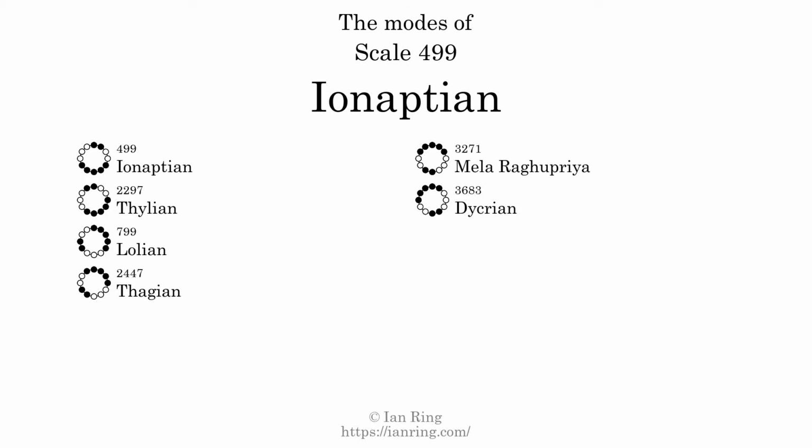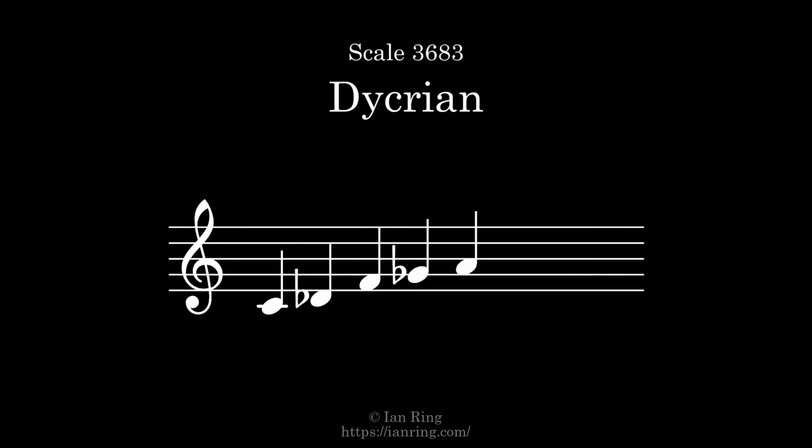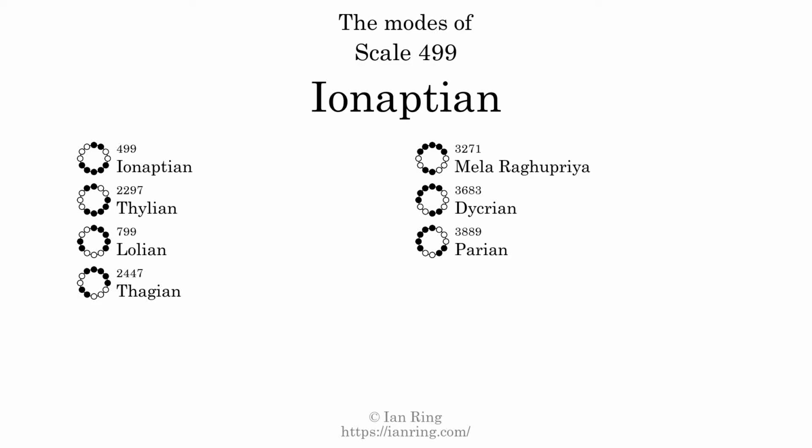The sixth mode is scale 3683, also known as Dikrian. It sounds like this. The seventh and last mode is scale 3889, also known as Parian. It sounds like this.